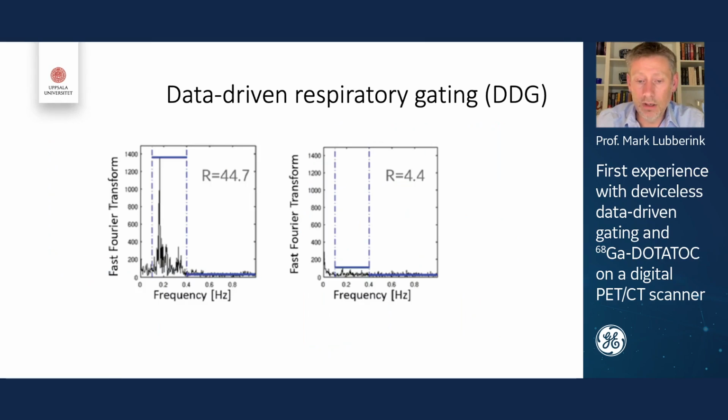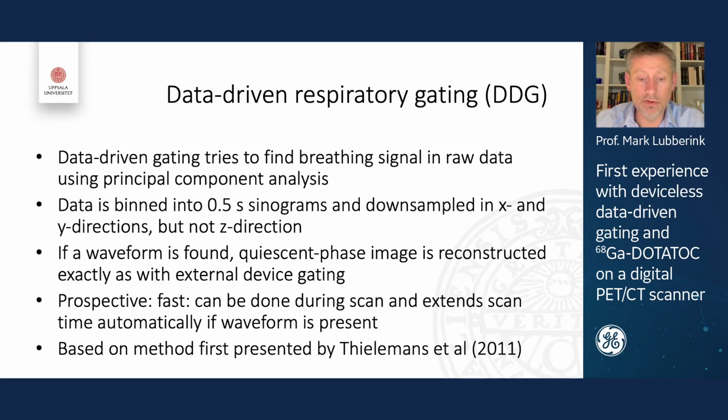This slide shows some frequency graphs for actual patient data, and on the left hand side you see a principal component that actually describes respiratory motion, whereas on the right hand side one that does not. So data-driven respiratory gating tries to find a breathing signal in the raw data using principal component analysis in this case. The data is binned into 0.5 second sinograms and downsampled in X and Y directions, but not in Z direction, because it's in the Z direction that we expect most of the motion to occur.